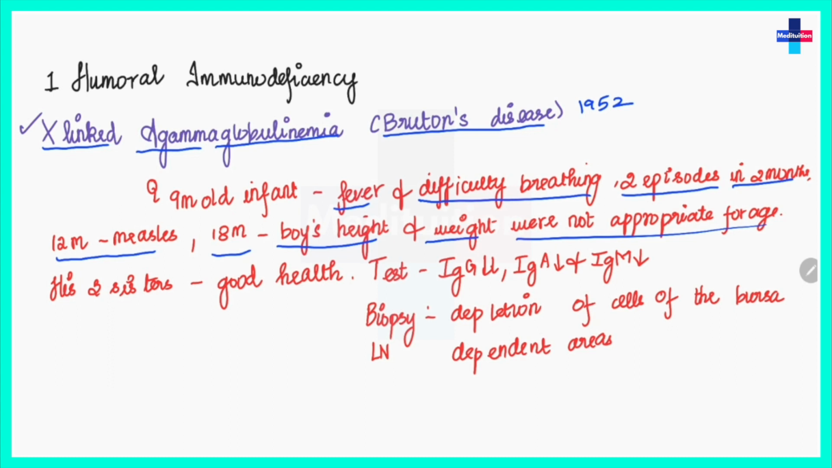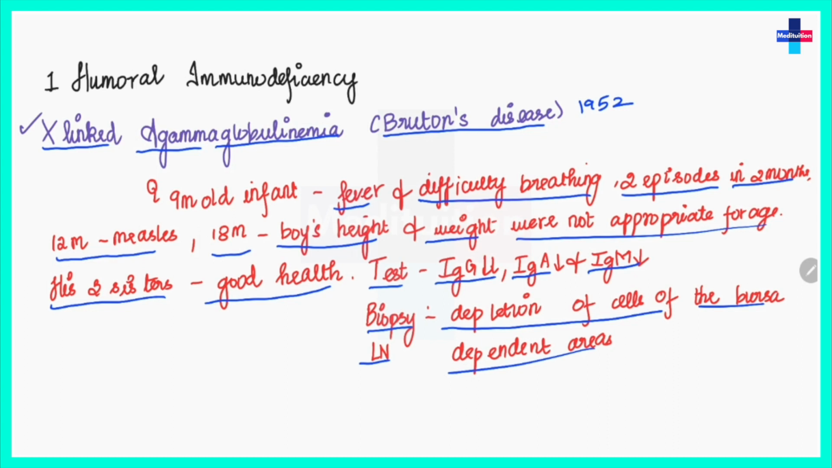But all these problems are seen only in him, and he has 3 more sisters who do not have any such problem, and they are in good health. Then we ran a few tests on this boy, and in those tests they found that immunoglobulin G is decreased so much, and immunoglobulin A and immunoglobulin M are also decreased. Then they took a biopsy of his lymph nodes. They found that there is a depletion of cells of the bursa-dependent areas of the lymph node.